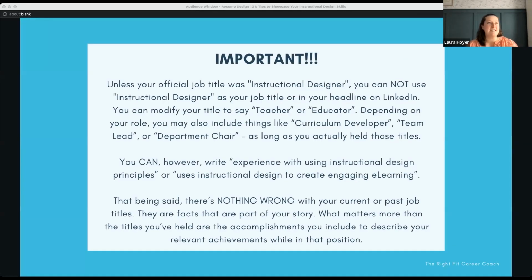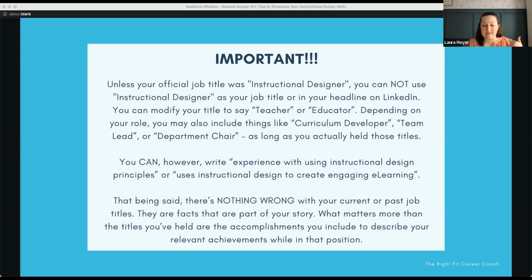All right, so first, I think it's very important to be clear that unless you held a job title that was instructional designer, you cannot use instructional designer as a job title in your headline, on LinkedIn, or in your resume, for a lot of reasons. But you can modify your title. If you don't want to say teacher, you could say educator. And depending on your role, you may also include things like curriculum developer or team lead or department chair, as long as you actually held those titles. You can't call yourself department chair if you were never department chair.